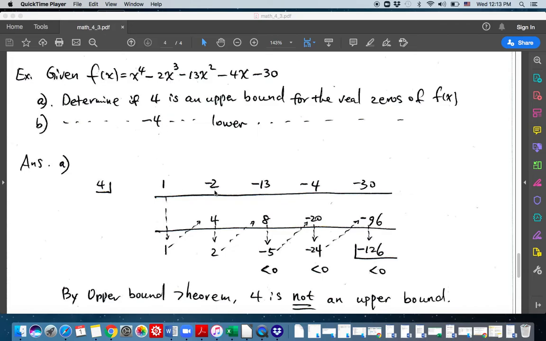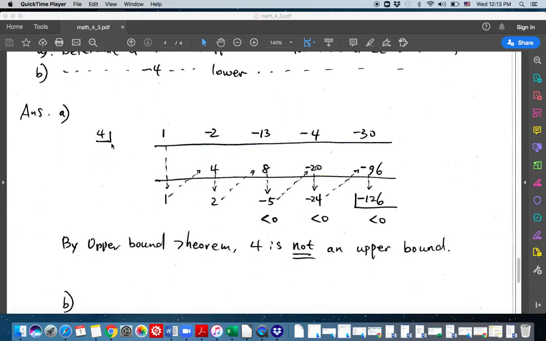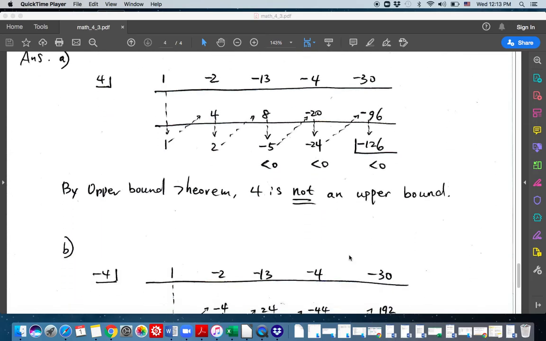We're going to write down the coefficients of this polynomial in decreasing order of powers of variable x. And we put 4 in this little box. We start the synthetic division process as we learned earlier. Looking at the numbers we get in the very last row, the theorem says if all these numbers are non-negative, then 4 is going to be an upper bound. But we do have some negatives in our results. So by the upper bound theorem, we can conclude this 4 is not an upper bound for all zeros.